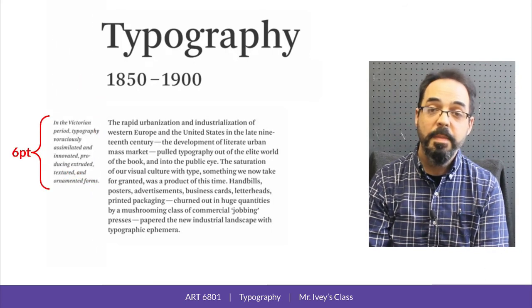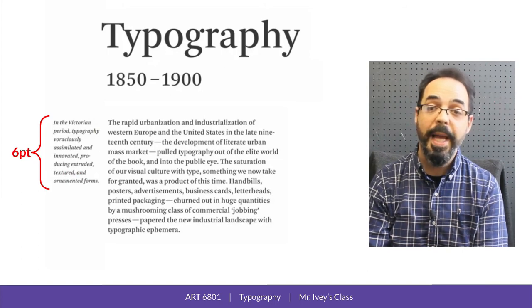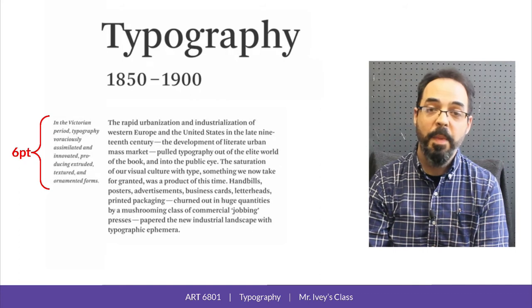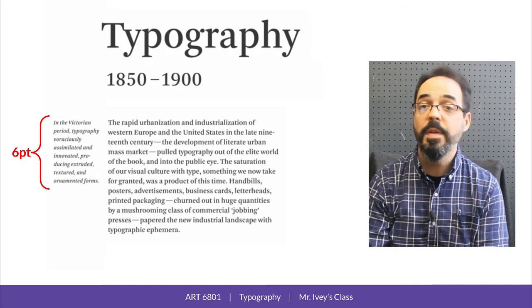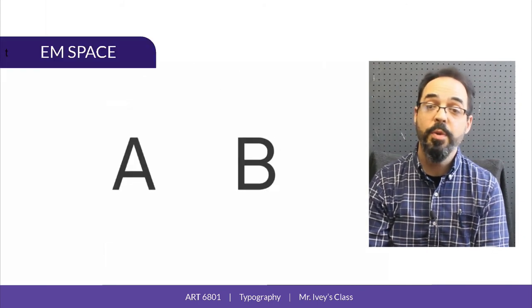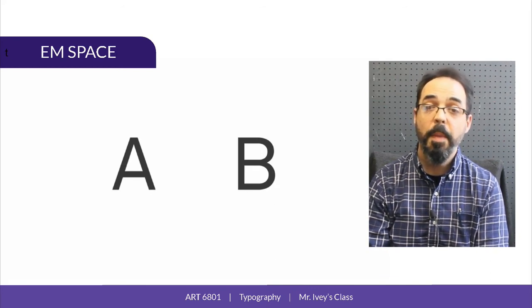And for reference, type in a paperback novel is usually set around 9, 8, and even 6 point. 6 point type is kind of small, but it's still legible, and it's often used for notes and other important information.